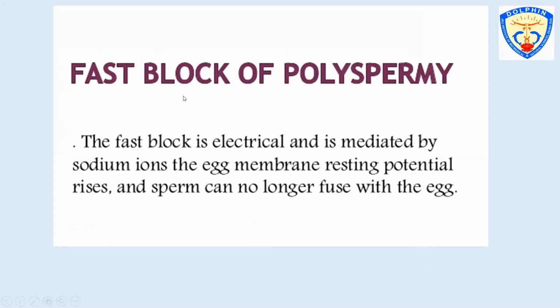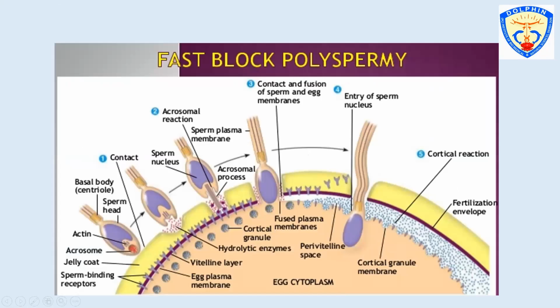Talking about the fast block to polyspermy, the fast block is electrical and it is mediated by sodium ions, in which the egg membrane is in the resting potential, and this potential will rise and the sperm can no longer fuse with the egg. We can see this with the help of this diagram.